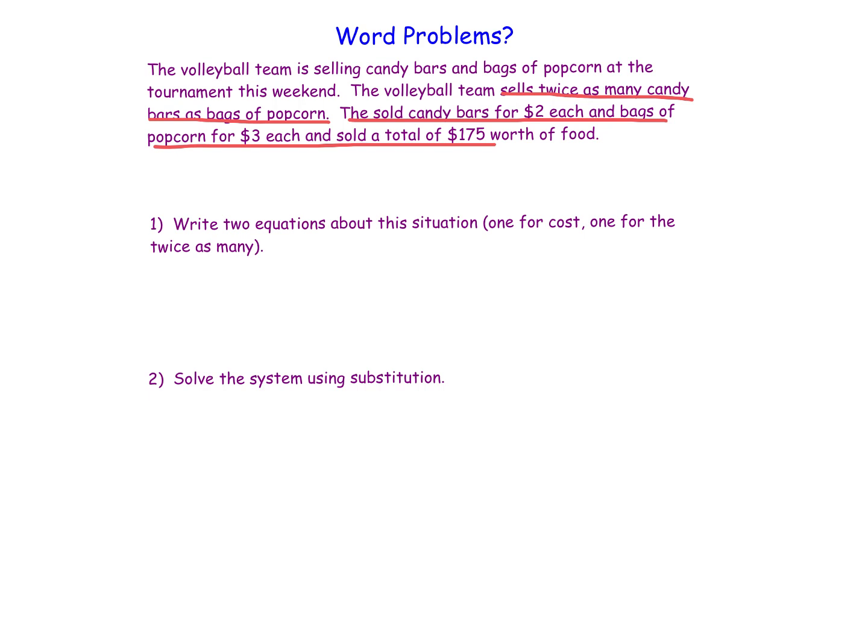So what we're going to do is assign those to be variables. I'm going to assign x to be the number of candy bars and y to be the number of popcorns we sell. So that's what we're ultimately trying to find.